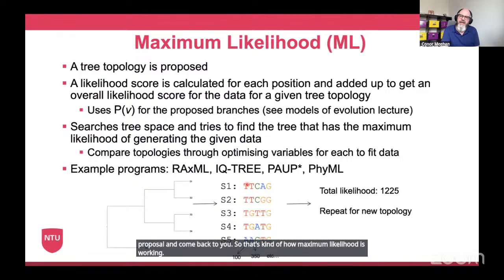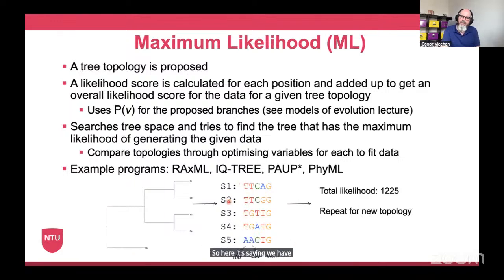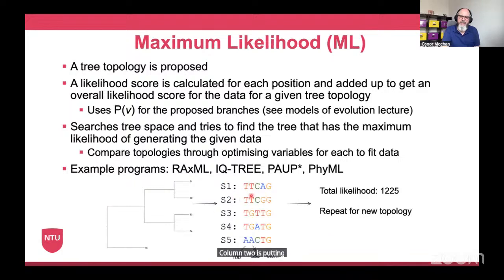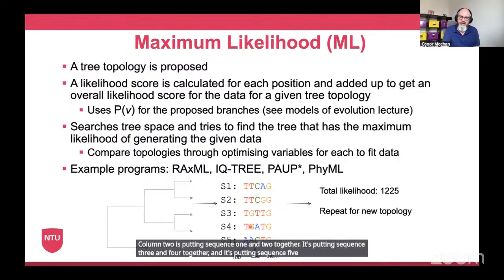So here it's saying we have a T for sequence 1, 2, 3, and 4, and an A for sequence 5. So this would support that sequence 1, 2, 3, and 4 are more related to each other than they are to sequence 5. So we have a likelihood, let's say, of 100. It doesn't matter about the numbers. Column 2 is putting sequence 1 and 2 together, it's putting sequence 3 and 4 together, and it's putting sequence 5 separately, because these share a T, these share a G, and this shares an A. This has really high likelihood, or high support, for this tree.